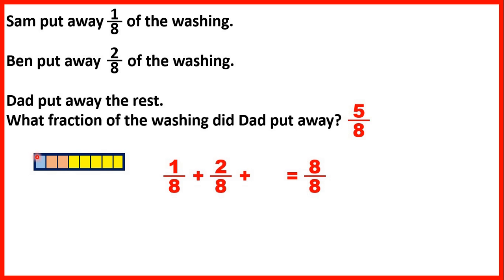Sam put away 1/8 and Ben put away 2/8, but all of the washing together can be written as 8/8, because 8/8 is the same as one whole. So when we have a fraction with the same numerator and denominator, that's the same as one whole. So 1/8 plus 2/8 is 3/8, and then we need to add 5/8 to make 8/8 or one whole altogether. So that's the fraction of washing that Dad put away.